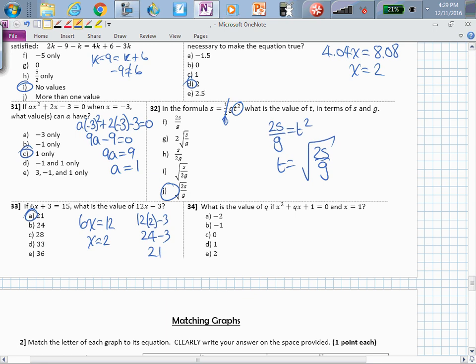What's the value of q if this x is 1, etc.? So put 1 squared plus, I guess just put q plus 1 equals 0. So q equals -2. And that's all they want. That's A. And we're done.